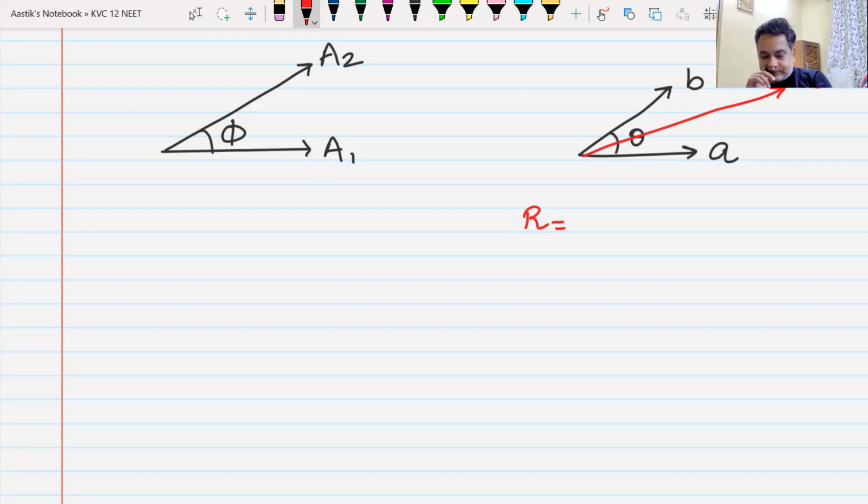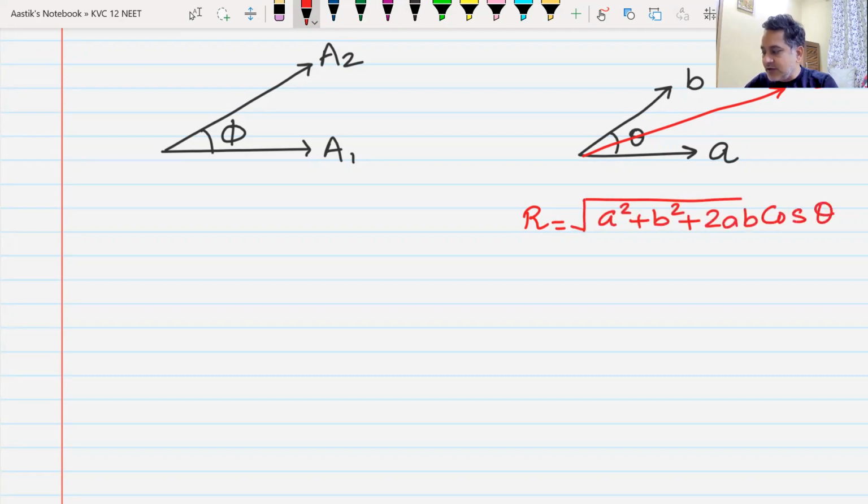No one knows it? I know that you know it. R is? Is it under root of a square plus b square plus 2ab cos theta? Are you asking me or are you telling me? Telling, sir. Yes, that is correct. It has to be equal to a square plus b square plus 2ab cos theta. Then you should also remember that this is inclined, let us say, at an angle psi. I'm not using phi because I'm using phi on the other equation. You should also know the value of tan of this angle psi.